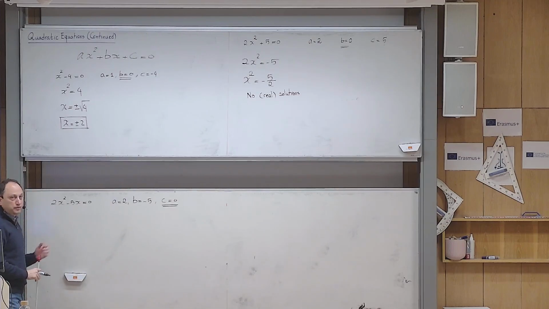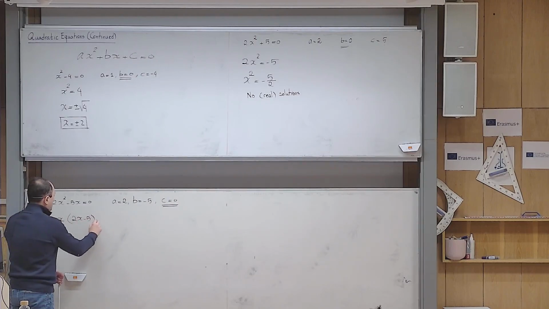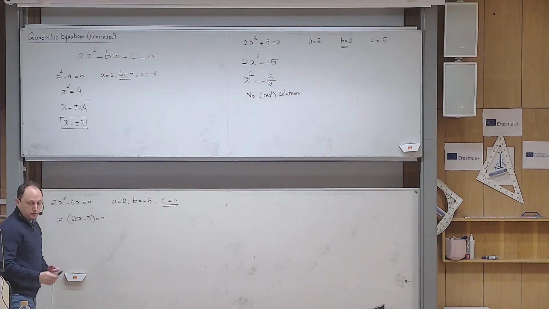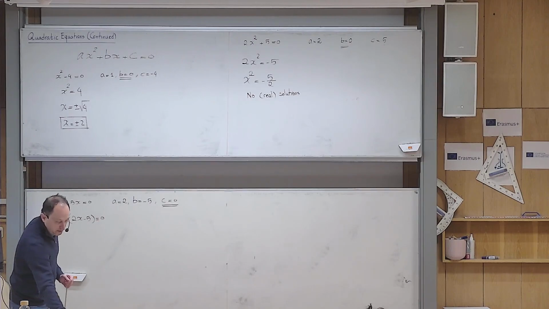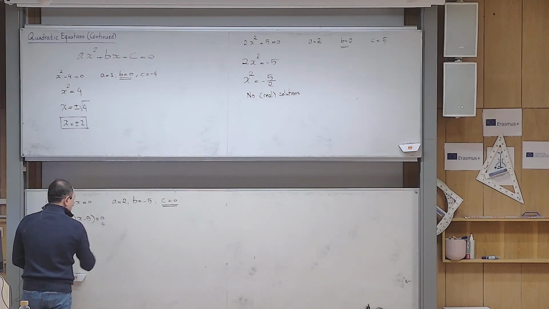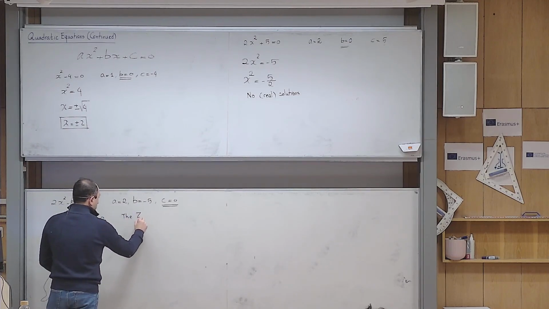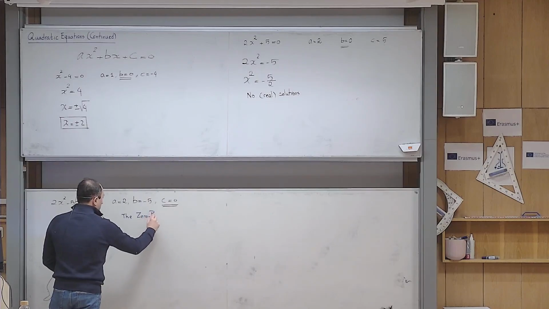Do you remember what the method was? Yes? You factorize. So you pull x out, and it becomes x times (2x minus 5) equals 0. And do you remember the rule I mentioned yesterday here? This only happens if this number is 0. And that is called what? The zero product rule.